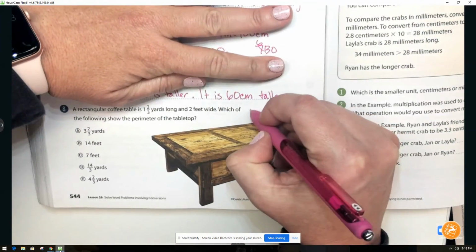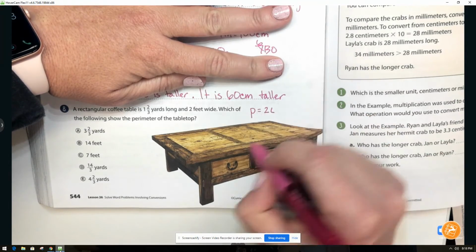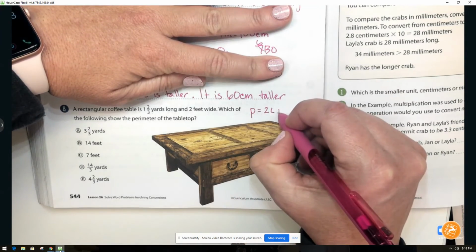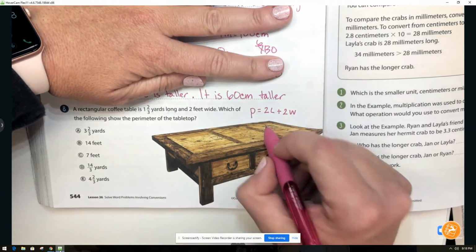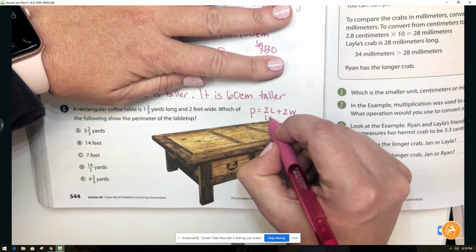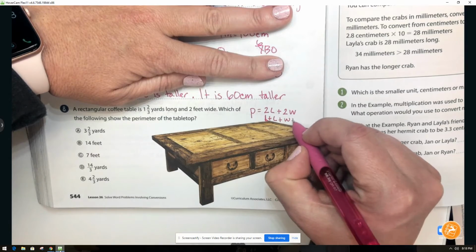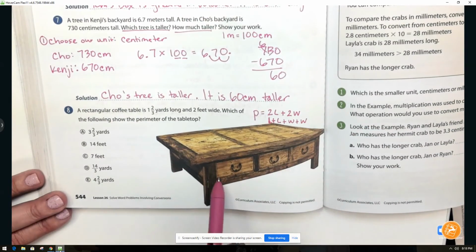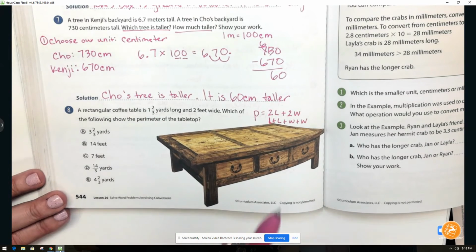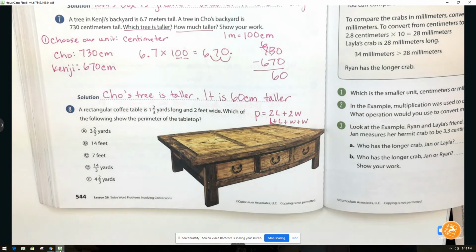Remember that perimeter is when we add all four sides together. So the perimeter equals 2L, meaning 2 of the lengths plus 2 of the widths. Or you might say length plus width plus length plus width. So we're going to add all four sides. In this case, I'm going to tell you we're going to have to do it both ways. It doesn't really matter which way we do first.